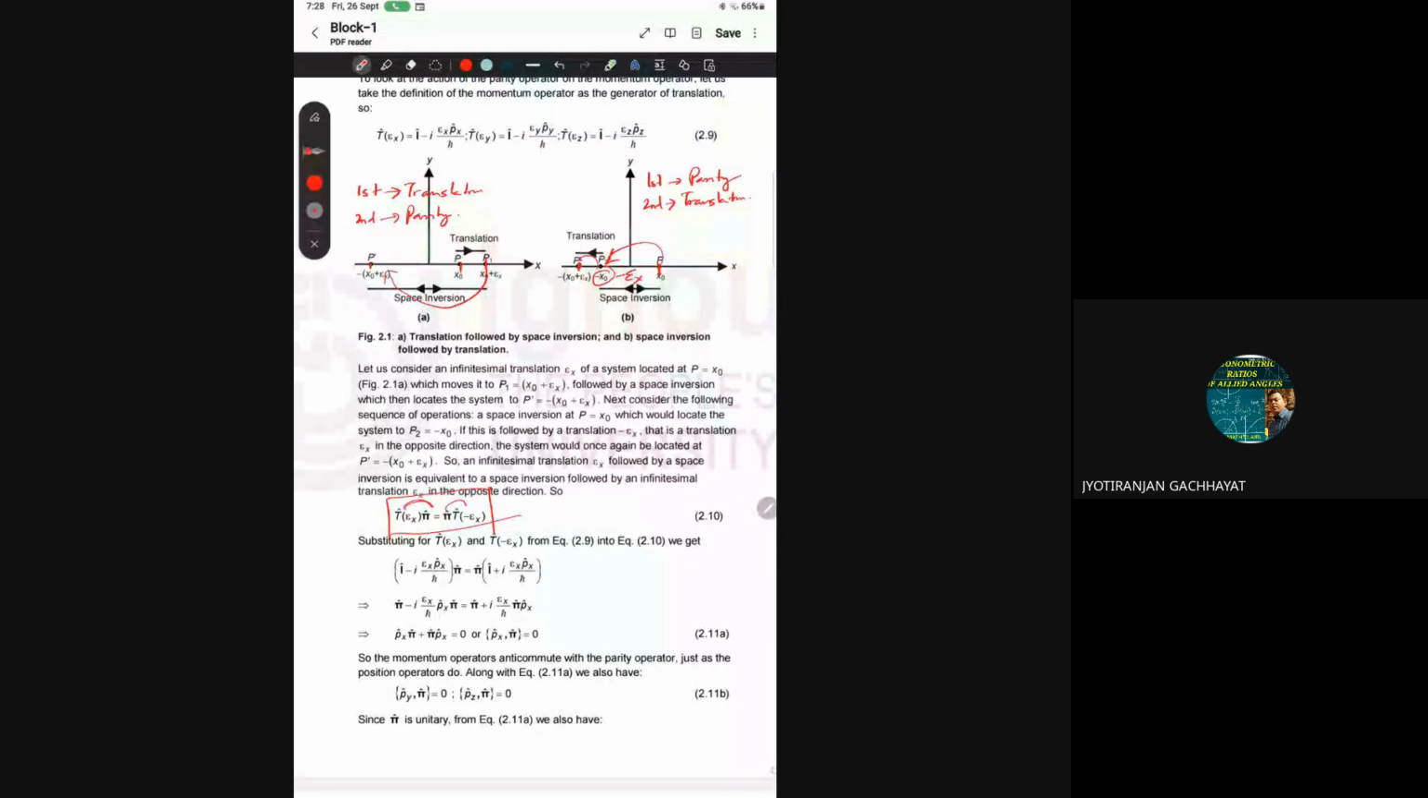What is the work of T epsilon x? It will basically move the system by epsilon x. It will translate the system by epsilon x, right? Yes, any question? No? Okay, let's then do the mathematics.